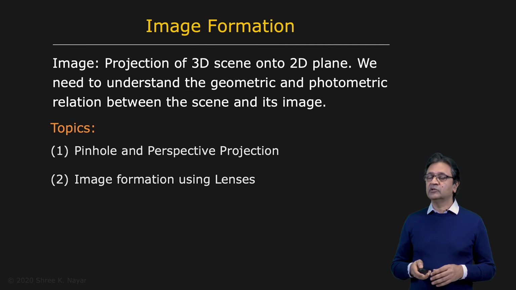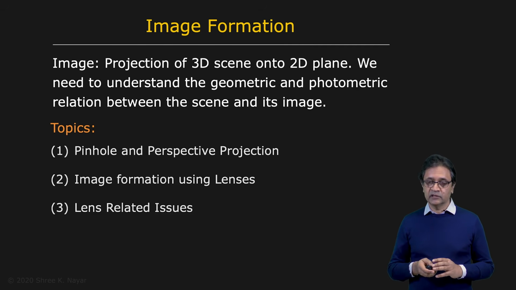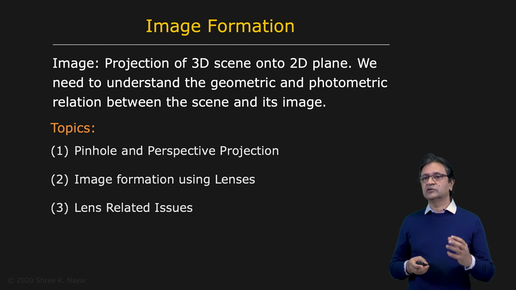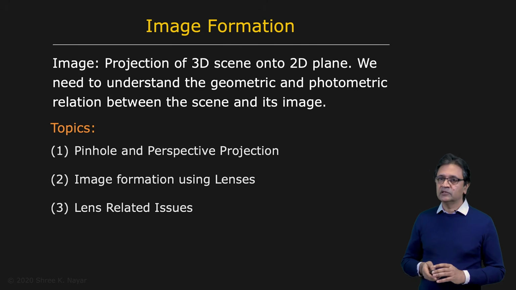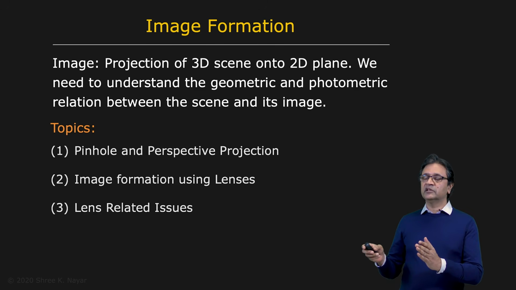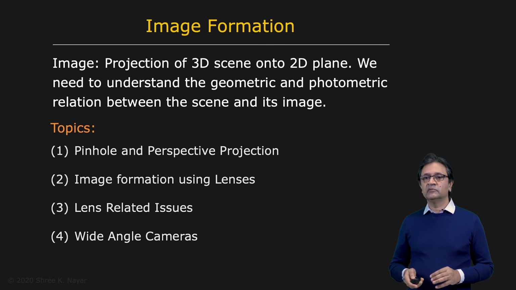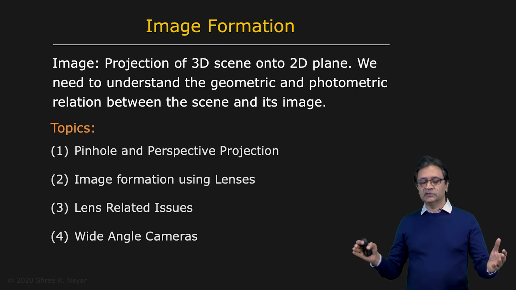And then we'll talk about various issues related to lenses. Even if a lens is perfectly manufactured, it turns out that it's going to end up having some geometric aberrations and produce some distortions. We'll talk about what these effects are in images and how we might be able to correct them. Next, we'll deviate from perspective projection and look at the problem of capturing unusually large fields of view.